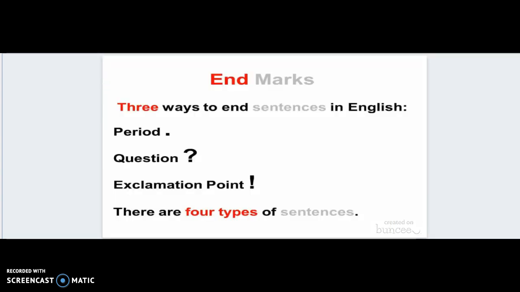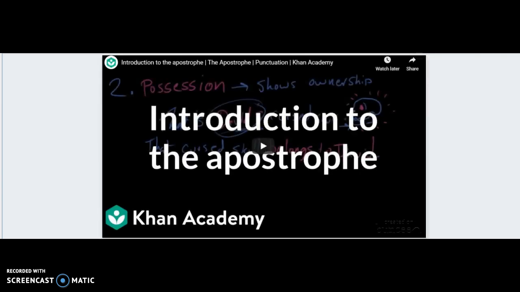Again, 3 ways to end sentences in English: period, question mark, exclamation point. So now let's talk about the apostrophe, okay?